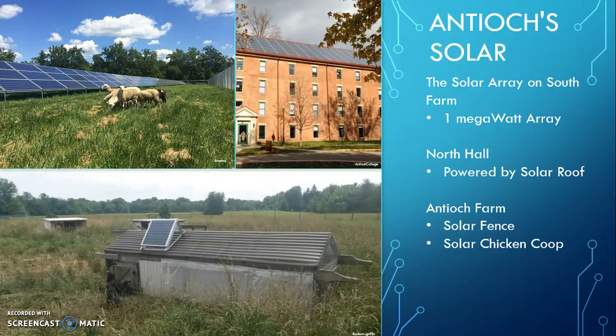Our major solar array is the 1 megawatt array found on South Farm. We also have low-impact land care systems set up in our sheep flock, which rotate from section to section, keeping down the grass levels and ensuring little need for fossil fuel-run lawn equipment. One of our dorms, North Hall, is run off its own rooftop solar array. The farm has a couple different uses for solar, including but not limited to a solar-powered fence to protect our chickens and ducks, and a solar-lit coop to extend egg-laying hours in the colder months.